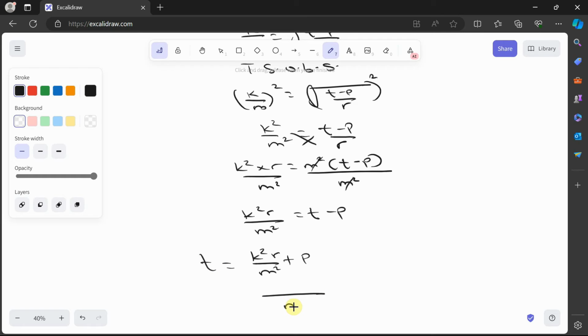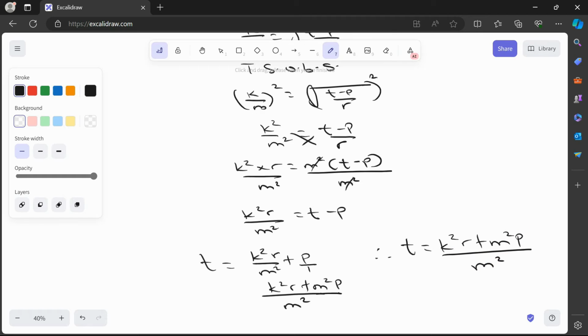So if I take the LCM, this is m squared. M squared, the m squared is 1 times k squared r will give me k squared r plus, this is like saying p over 1. M squared in 1 is m squared times p. This is m squared p. So therefore, our t is equal to k squared r plus m squared p all over m squared.